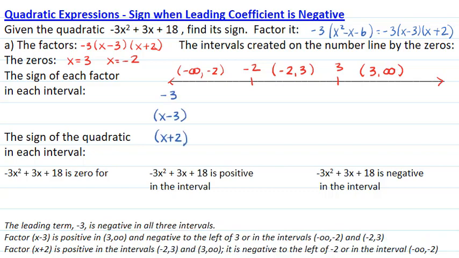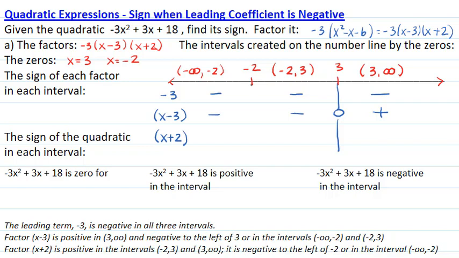The leading term is negative 3. That makes it negative in every interval on the number line. Factor x minus 3 is equal to 0 when x is equal to 3. It is positive to the right in the interval 3 to infinity that contains numbers greater than 3, and it is negative to the left in the two intervals negative infinity to negative 2 and negative 2 to 3 that contain numbers less than 3.